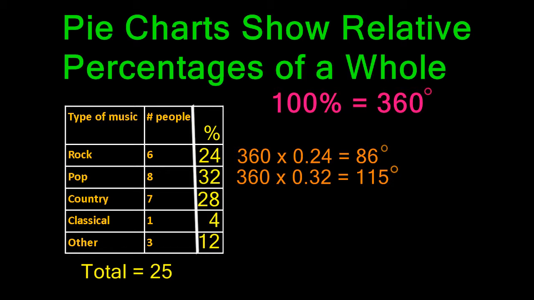In order to figure out the percentage of the circle that should be country music, we take 28% of 360 degrees to get 101 degrees. That's how large the slice of pie should be representing country music.